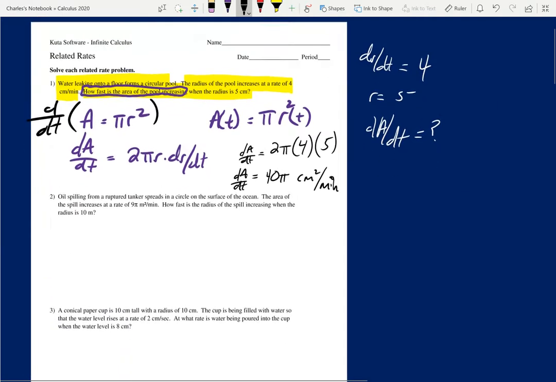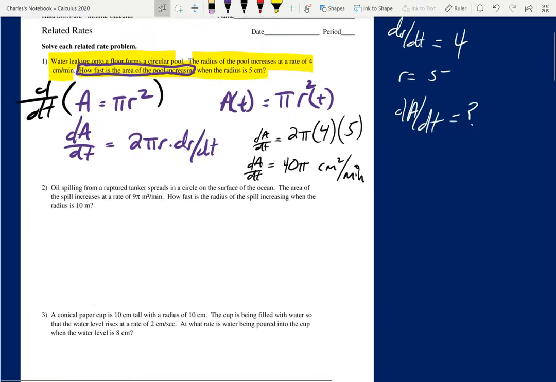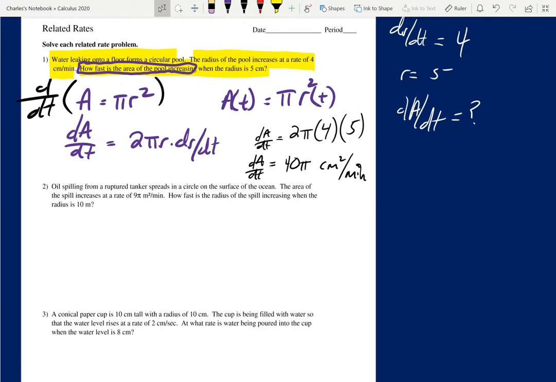And it won't always be this straightforward. We could do another example where the variable that you're looking for isn't automatically isolated on the left-hand side after you take the derivative. In fact, let's do that. Again, you can pause it and do number 2 if you want. Oil is spilling from a ruptured tanker. Oil spilling from a ruptured tanker spreads in a circle on the surface of the ocean. The area of the spill increases at a rate of 9 pi meters squared per minute. How fast is the radius of the spill increasing when the radius is 10 meters?